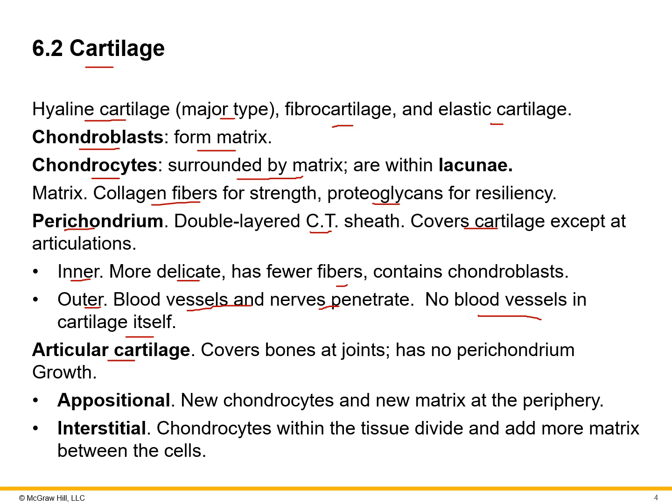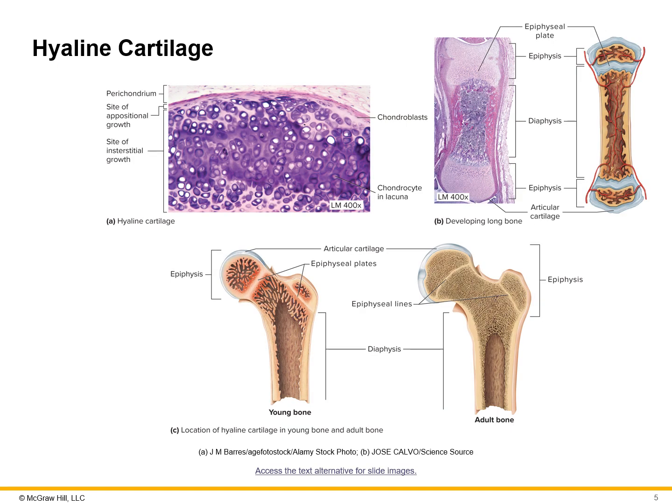Now, articular cartilage, this covers bones at the joints. So it does not have any perichondrium growth. So there is the appositional. These are the new chondrocytes and the new matrix that are out at the periphery, so kind of the outside, and then the interstitial, so think about it being on the inside or interior. So this is where those chondrocytes with the tissue divide, and more of that matrix is going to occur between the cells. This is what the hyaline cartilage looks like underneath a microscope.